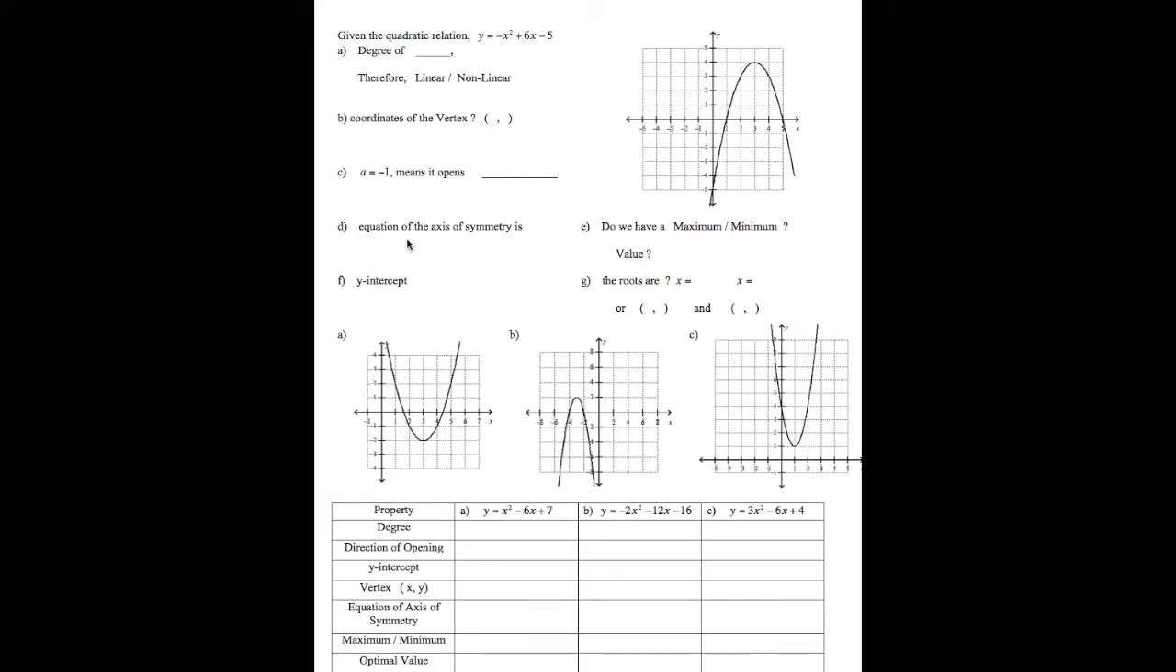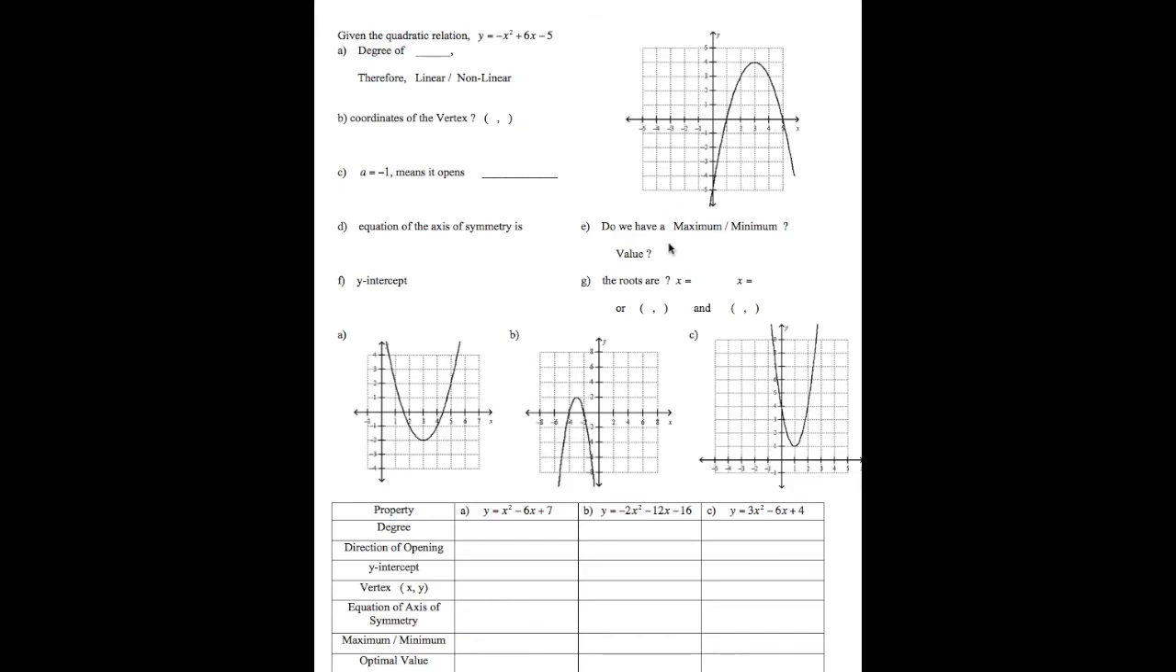Excellent. Equation of the axis of symmetry. That means if I were to draw a line right through the vertex, which splits the parabola in a mirror image on both sides, that would be x equals 3. So that's my axis of symmetry. It is a maximum this time because it is opening down. Its value is 4 because that's as high as it got.